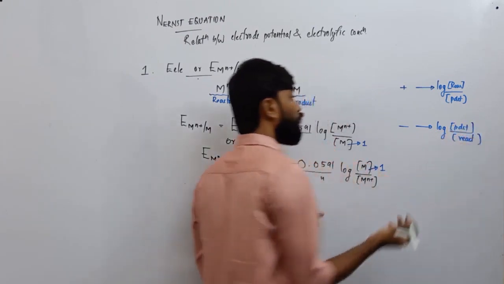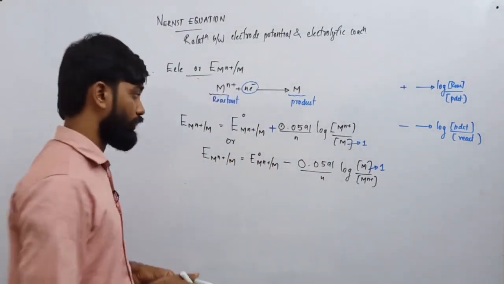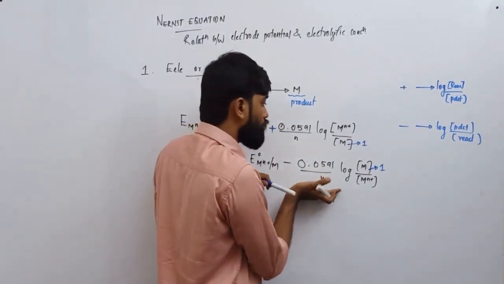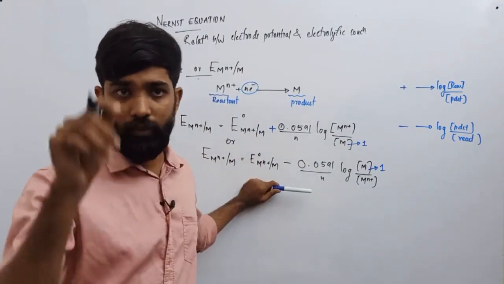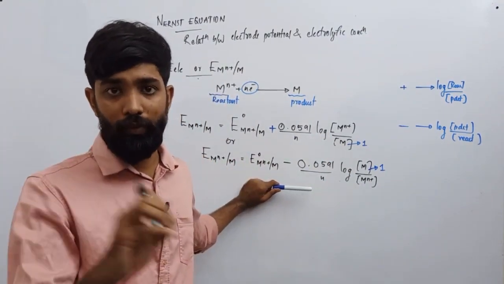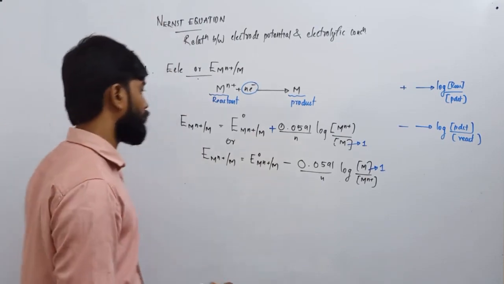Okay. So anything may be in your question. The form may be like this or like this. So the simple logic is this much. If there is a plus, then reactant by product always. Minus, product by reactant. Okay. Fine. Keep it in mind.